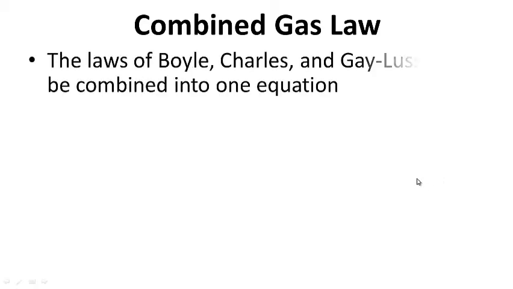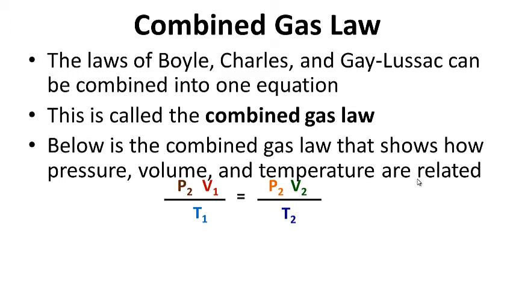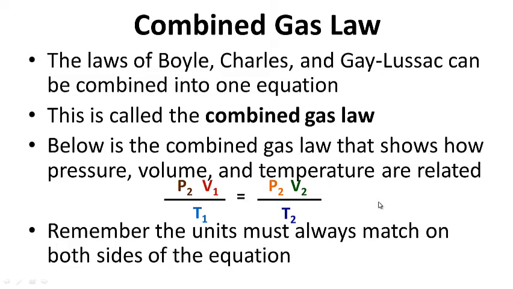All right, the combined gas law. The laws of Boyle, Charles, and Gay-Lussac can be combined into one equation. This is called the combined gas law. Below is the combined gas law. It shows how pressure, volume, and temperature are all related. So notice we have to take into account 3 variables: pressure, volume, and temperature in the combined gas law. And when you're performing gas law calculations, remember the units must always match on both sides of the equation here.